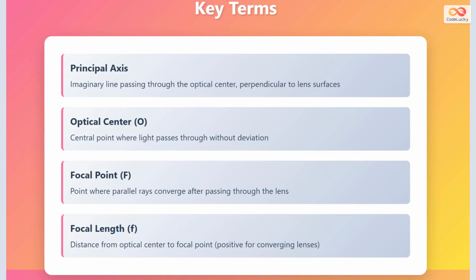Let's understand some important terminology. The principal axis is an imaginary line passing through the optical center, perpendicular to the lens surfaces. The optical center, denoted by O, is the central point where light passes through without any deviation. The focal point, represented by F, is where parallel rays converge after passing through the lens. Finally, the focal length, represented by f, is the distance from the optical center to the focal point. For converging lenses, this value is always positive.